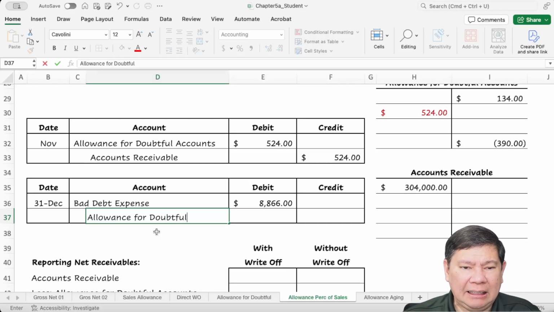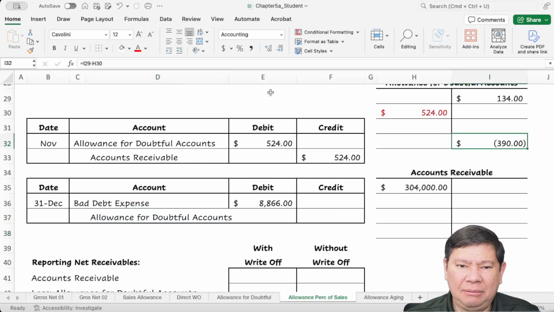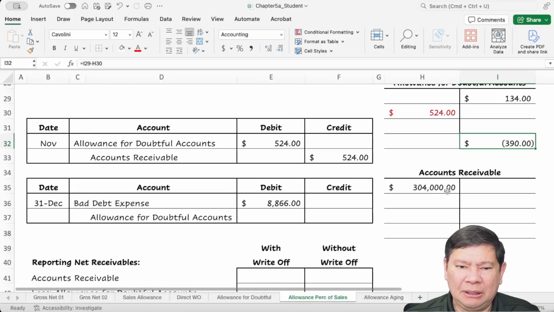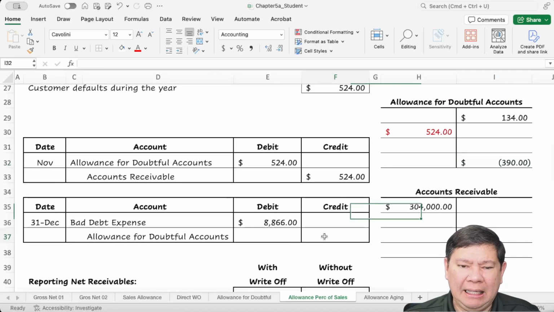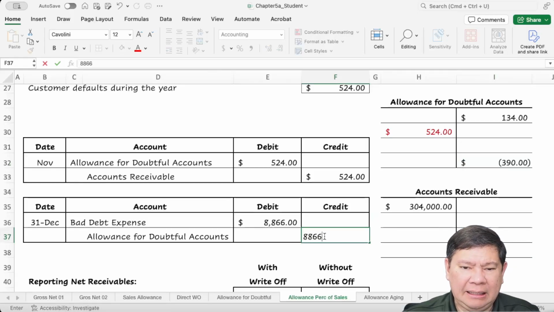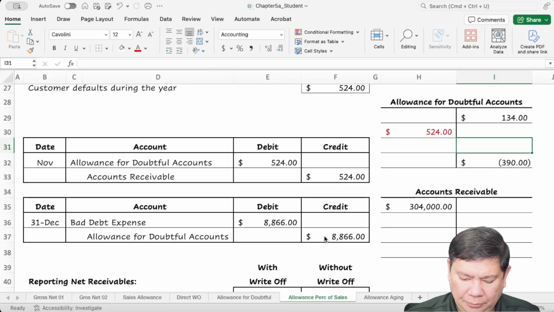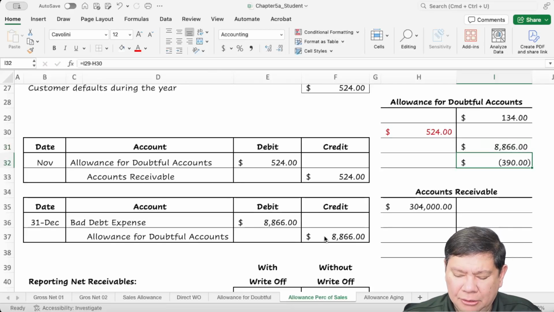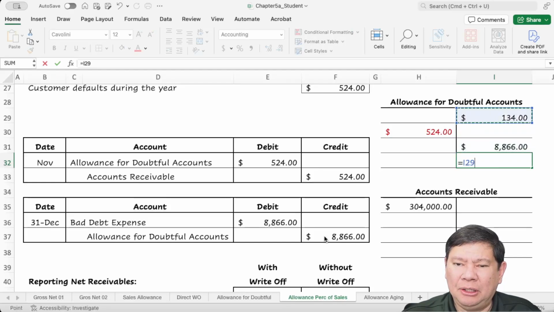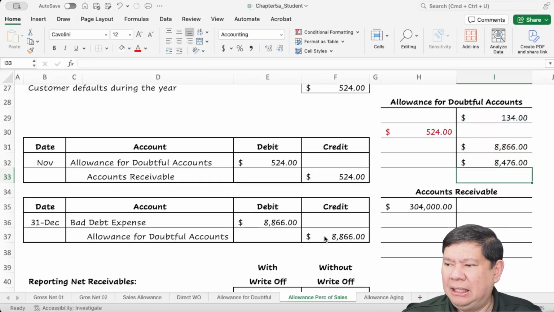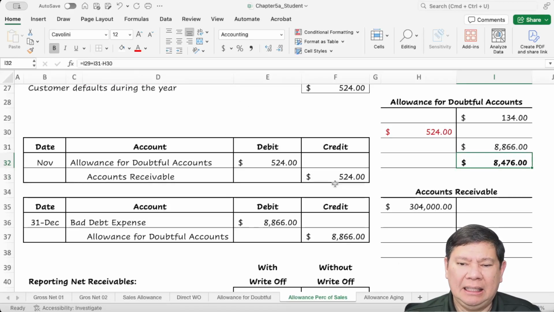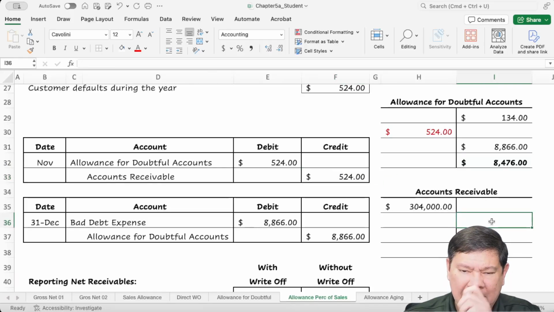So before this adjusting entry, the amount is already negative, so that's not enough allowance prepared. But now we are adding 8866 in allowance. Okay, so our ending balance is going to be 134 plus 8866 minus 524. Now we have $8,476 allowance.